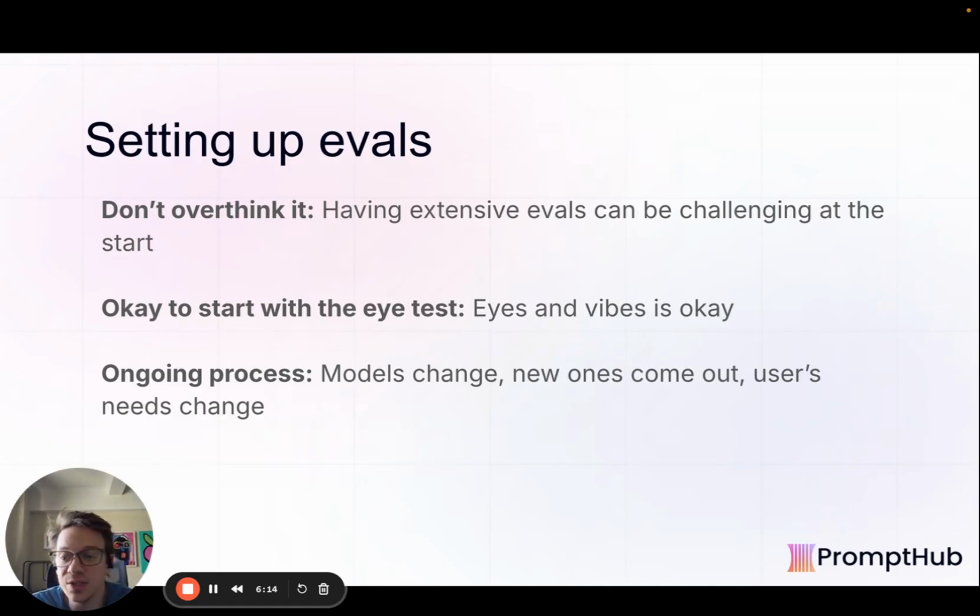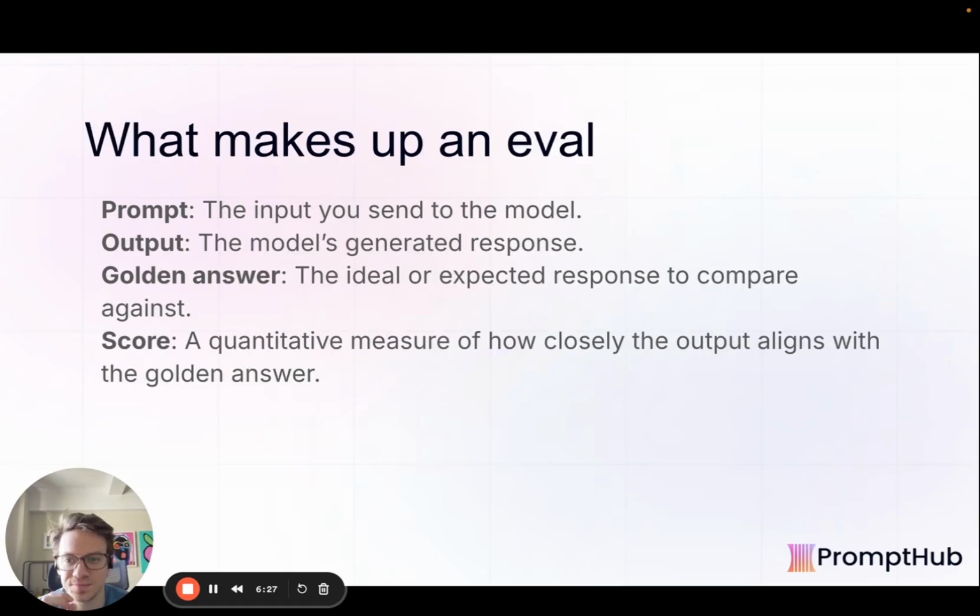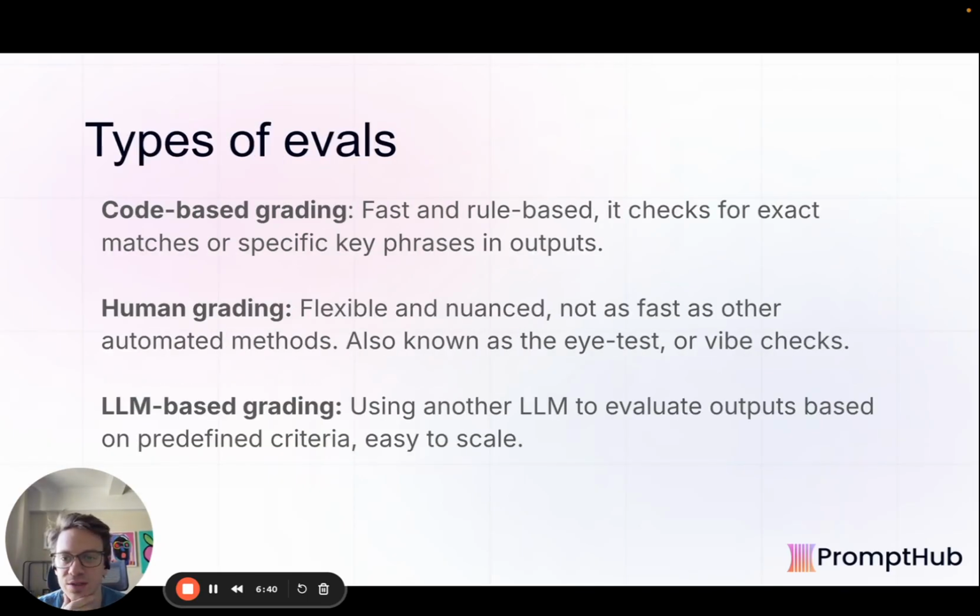In some cases, very easy, if you're doing classification, something like that. Some cases, it's going to be not so easy. So I wouldn't spend too much time here if it's challenging. And I think relying on subject matter experts and the eye test is an okay place to start. But in terms of what makes up an eval, I guess we should take a step back. So there's the prompt, the output, the expected answer or the golden answer, and then some score that is the delta between the output and the golden answer.